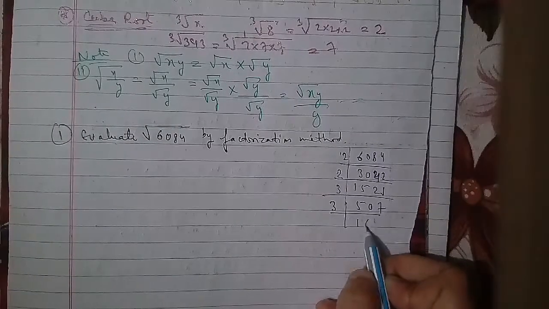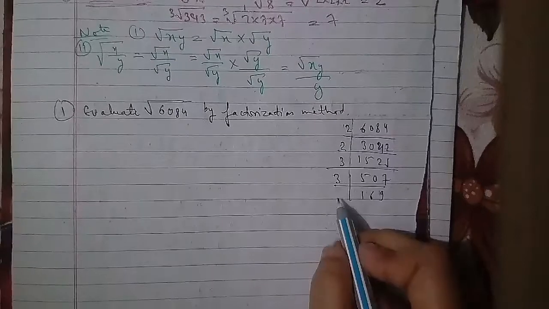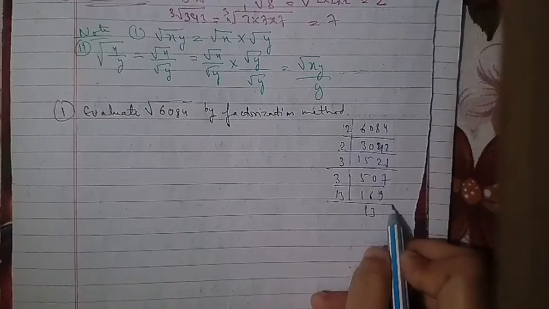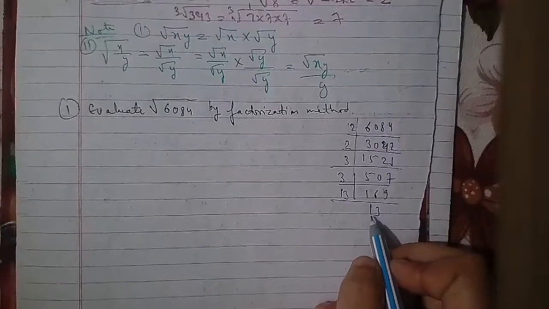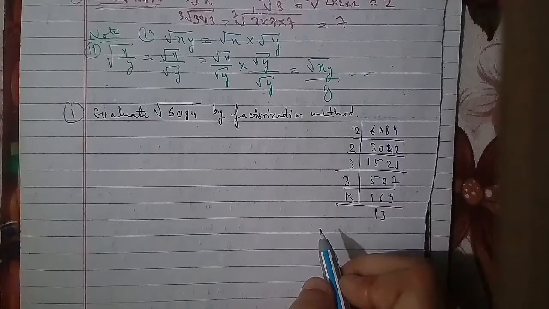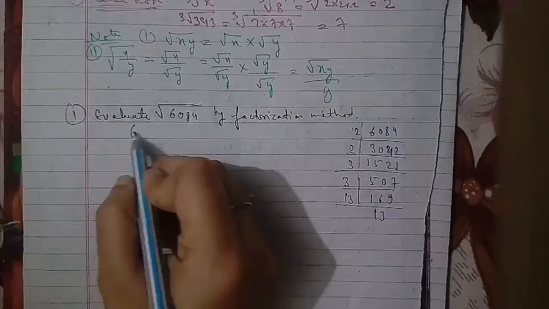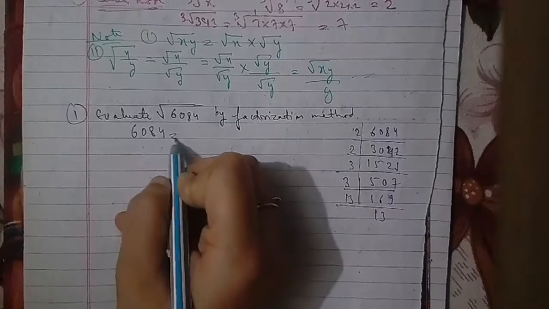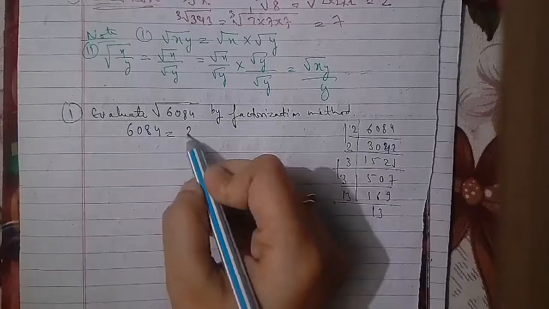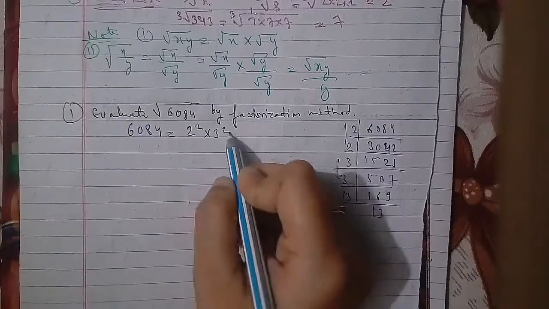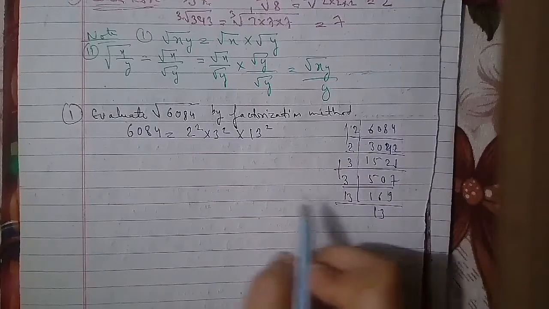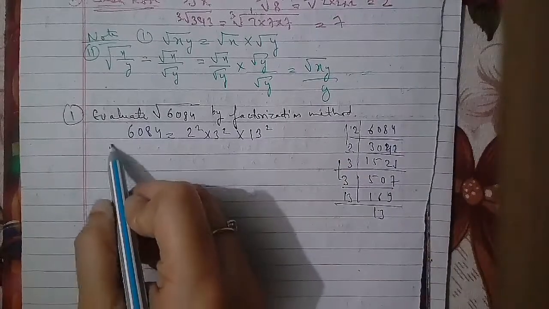So resolving 6084 into prime factors, we get 6084 equals 2 to the power 2, into 3 to the power 2, into 13 to the power 2. So the square root of 6084 is equal to 2 times 3 times 13. 2 times 3 is 6, and 6 times 13 is 78. That will be the right answer for this question.